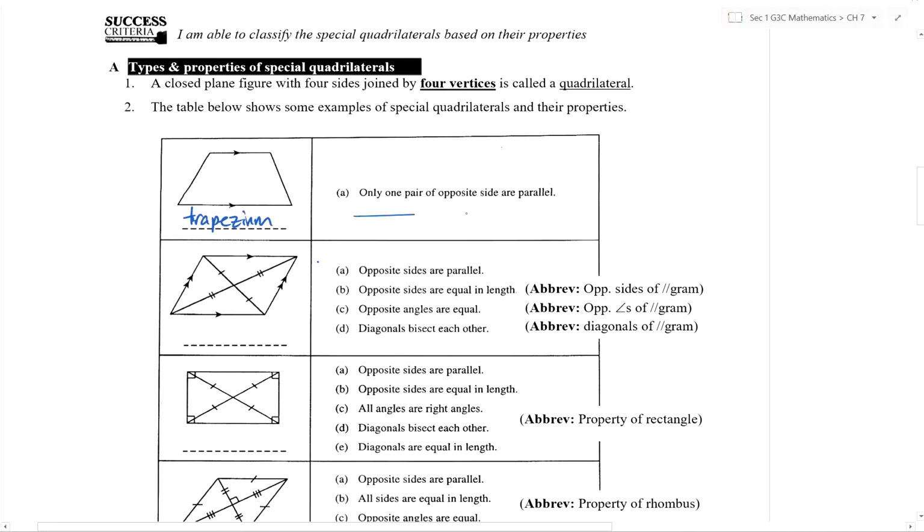And the description is that there is only one pair of parallel lines, and these two lines, they are opposite of each other. So if there are two pairs of parallel lines, it will no longer be a trapezium.